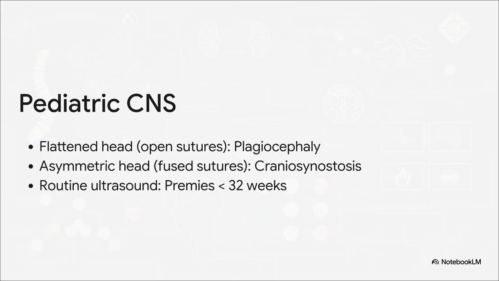Finally, pediatric CNS visual diagnosis. A flattened head with open sutures is positional plagiocephaly. An asymmetric head with premature fusion lines is craniosynostosis, which needs surgery. And do not forget the strict screening rule. All premature infants born before 32 weeks get a routine cranial ultrasound to check for silent intraventricular hemorrhages.